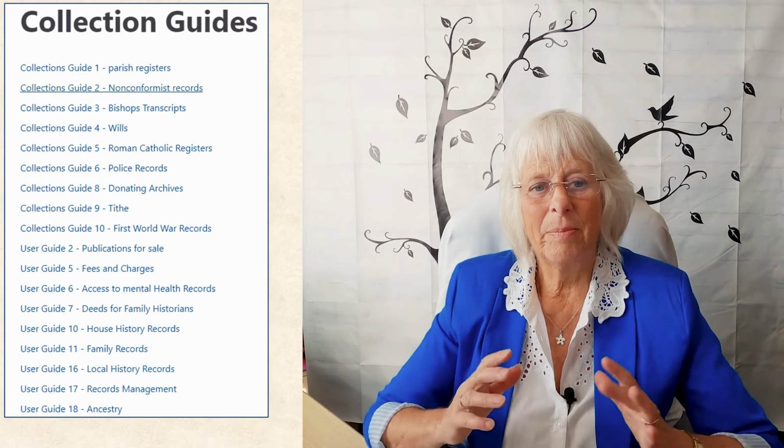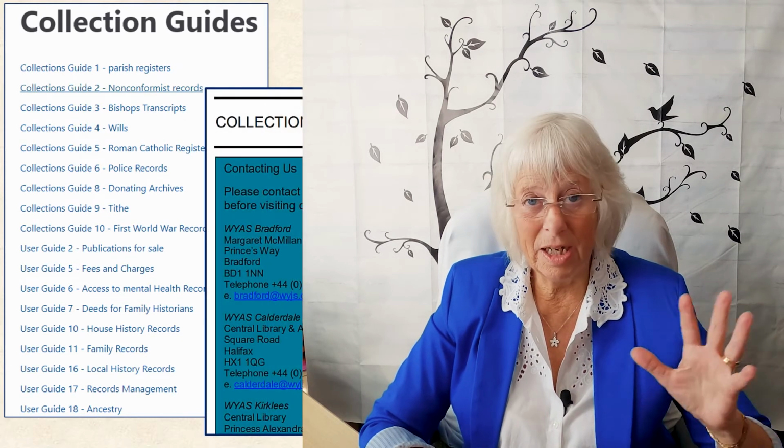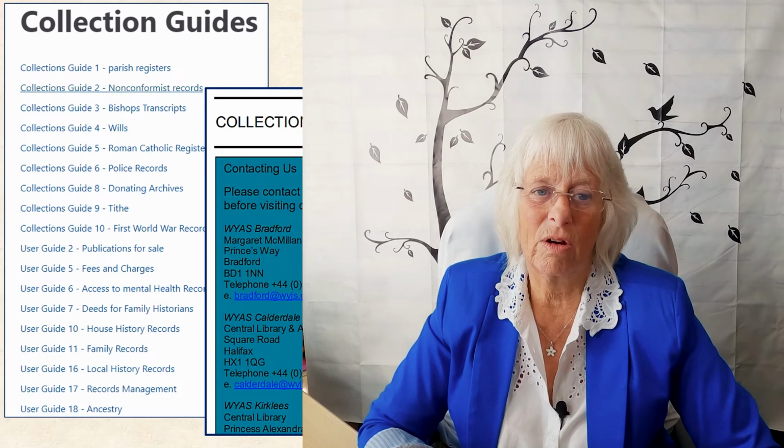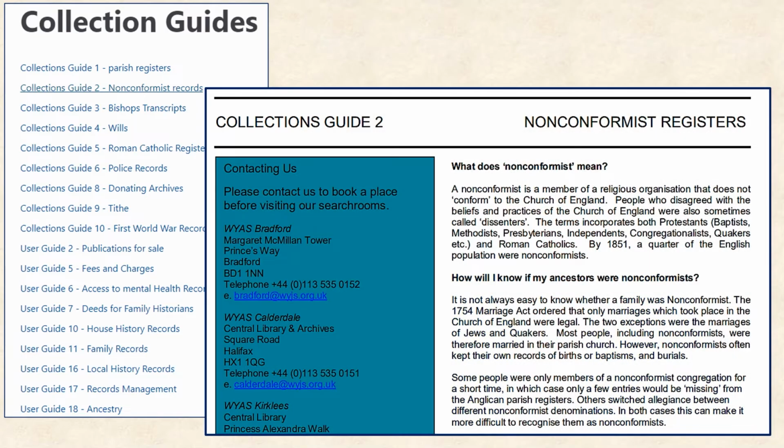Another source that I'm always advocating is that people should use the archive collection guides. Some websites are easier to locate them than others, but in this case we can see that Guide 1 are parish registers, which of course are really popular, and the second guide are non-conformist records. If we have a little look at that, it's got a really nice intro.